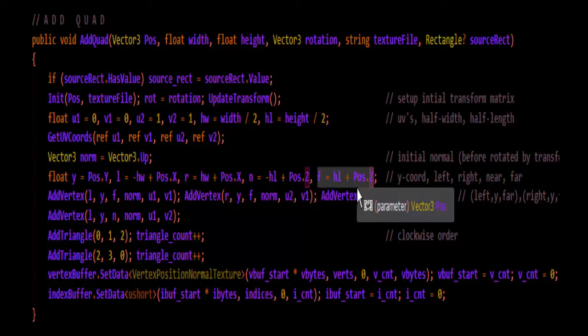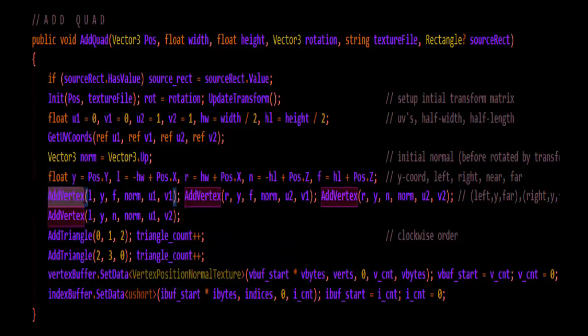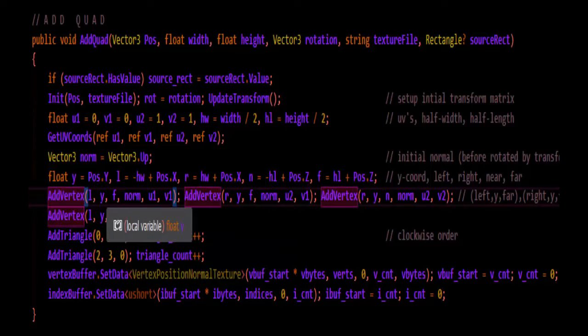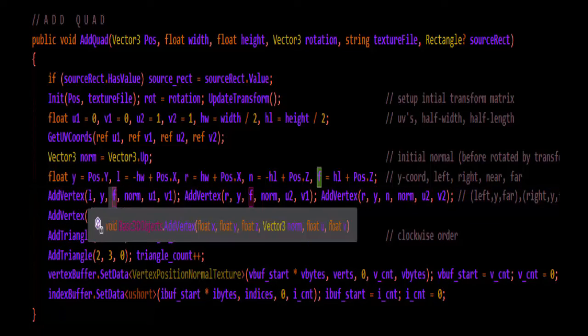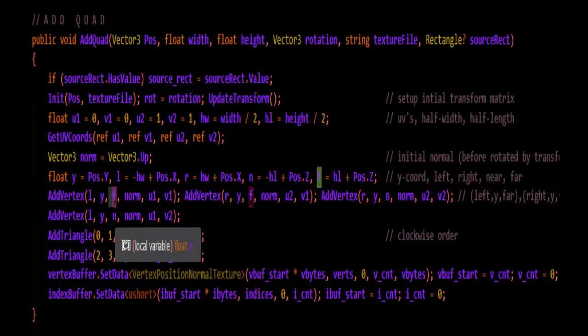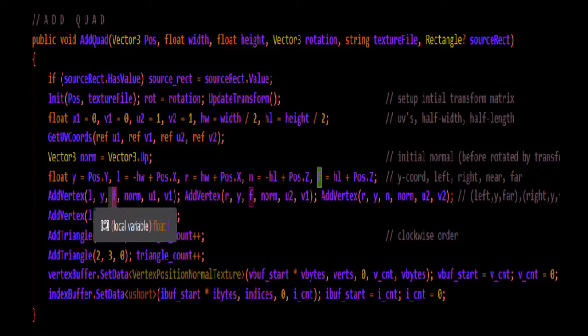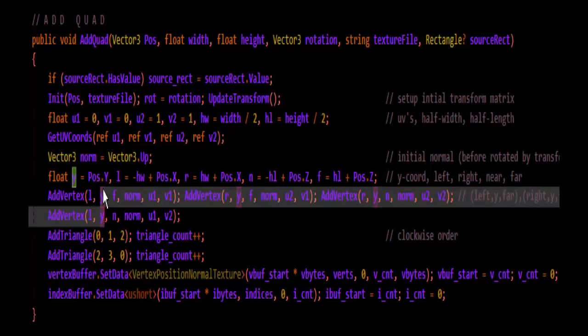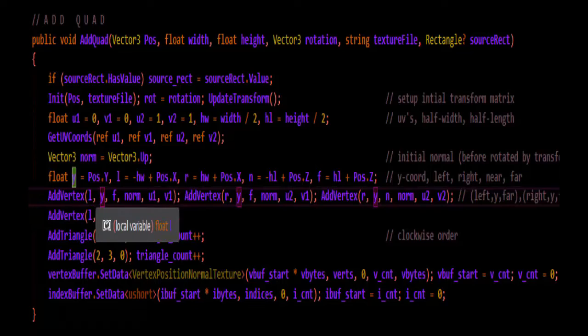Far is going to be half of the length plus the position z, again, which is the center z position. So then we can add vertices to create the quad from that. So we go left, the y position, far position, so your x coordinate, y coordinate, z coordinate. So that's the far left position, and it's all going to be on the y plane, at 0 essentially.